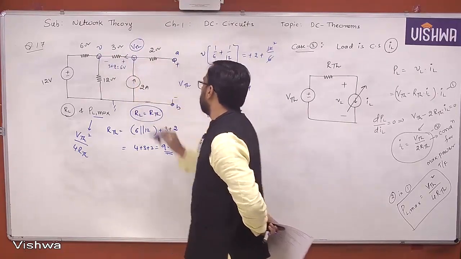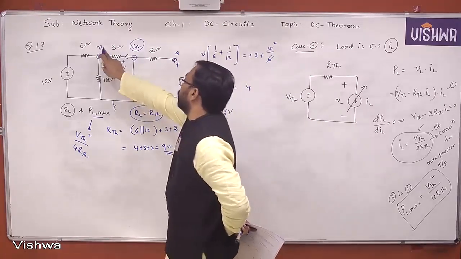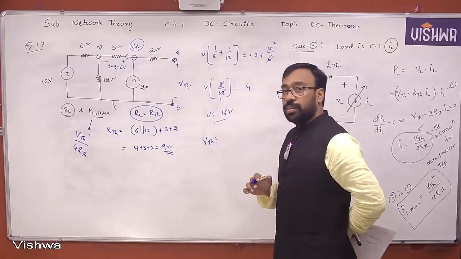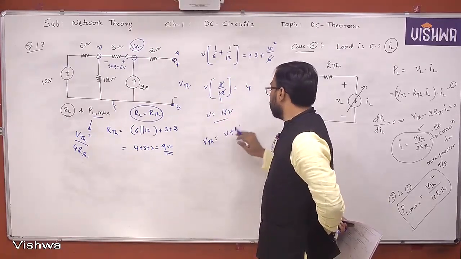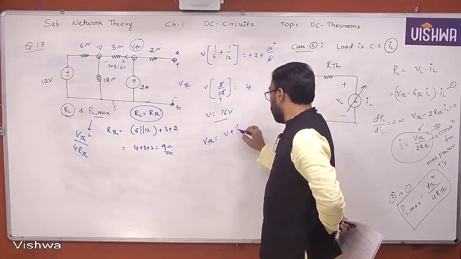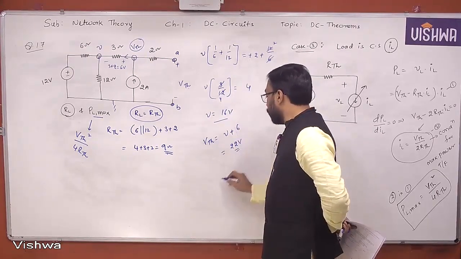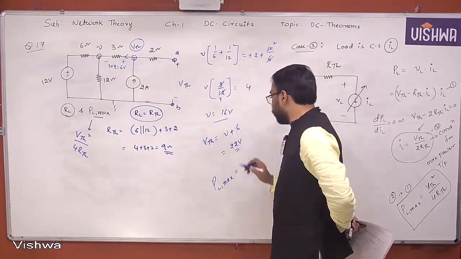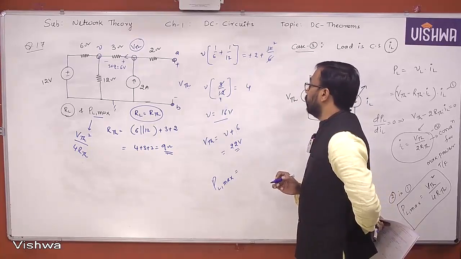Now this is VTH. Jump from this point to this point, then VTH will become, you are jumping from lower to higher, you take the voltage, yes or no? So V plus 6 volts. But already V is 16, therefore how much is it? 22 volts.